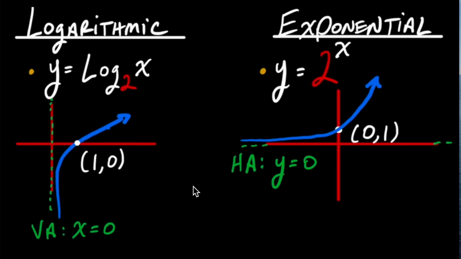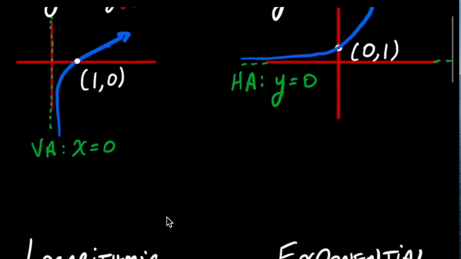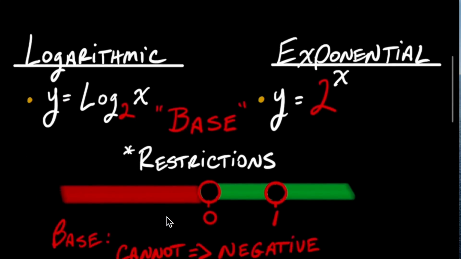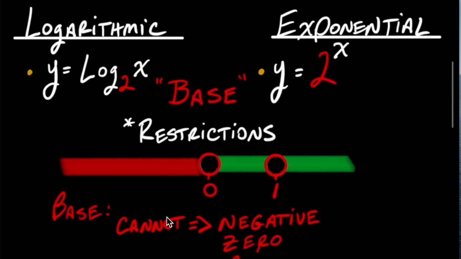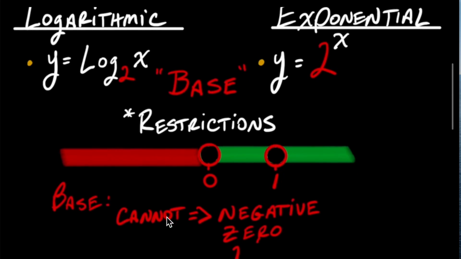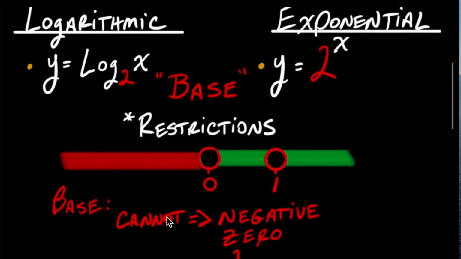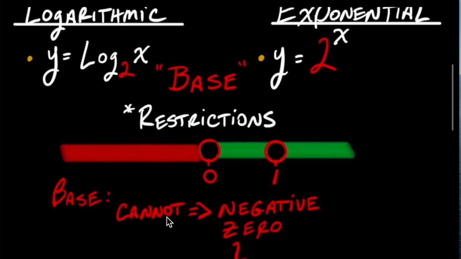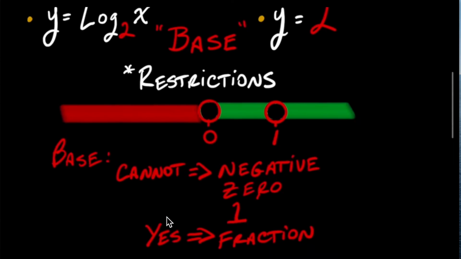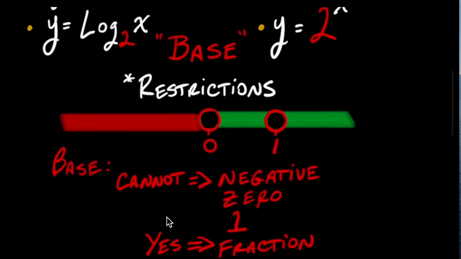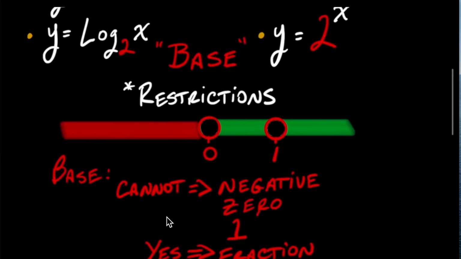The thing that's common, though, between a logarithm and an exponential equation is that they both have a base. So let's focus on that base for a second and talk about the restrictions on a base. It turns out they're the same for logarithmic and exponential equations. So here we go. For a logarithm and an exponential equation, the base is not allowed to be negative and it can't be 0 or 1.